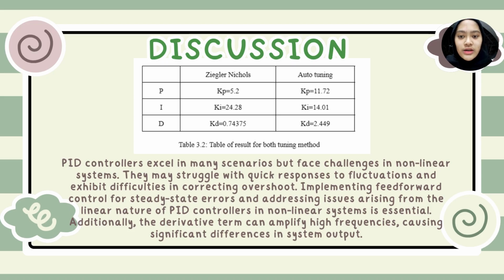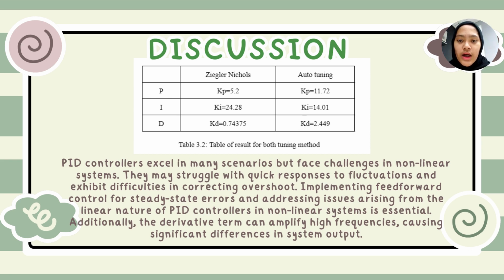Okay, for discussion, as we can see in table 3.2, we clearly see the value that we get for Ziegler-Nichols and auto-tune. The control relation to the signal is measured by the proportional gain Kp. The higher value of Kp is a stronger response, while the lower value is a more subtle response.